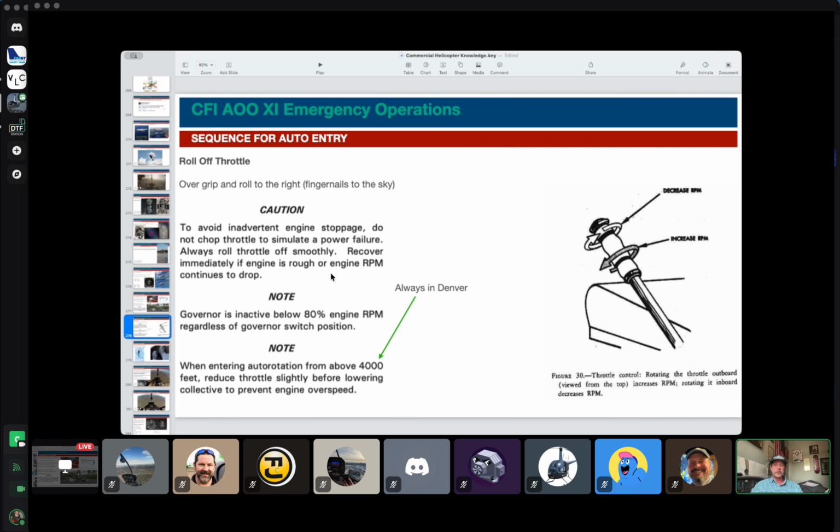And then when entering an autorotation from above 4,000 feet, reduce the throttle slightly before lowering the collective. And that's how we're going to do that at altitude here. Denver's always in the 4, 5, 6, 7. I think it was almost 8 today, right? So when we roll off here, we're going to roll off and lower gently. And we're going to do this all nice and smooth, but that's going to be part of the sequence, which we'll talk about here in a moment.